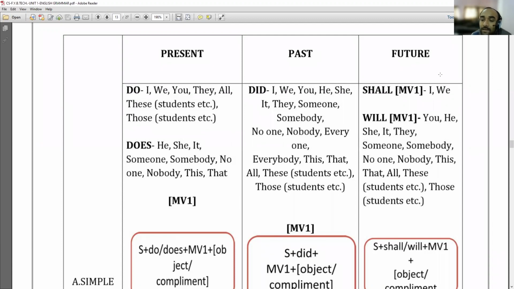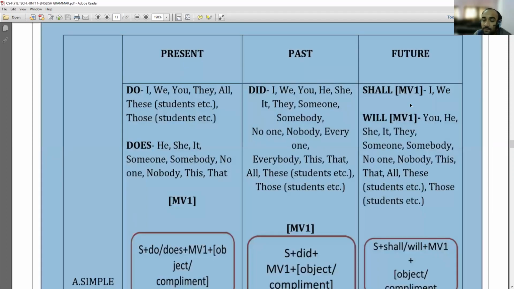And for the future, for the future we have to use shall or will. Shall किंवा will आपण वापरतो. And when we use shall for I and we. I and we साठी आपण वापरतो shall आणि will हे आपण वापरतो you, he, she, it, they, someone, somebody, no one, nobody, this, that, all, these, those. So will is used, will plus main verb. And not only will. फक्त will नाही वापरत आपण.